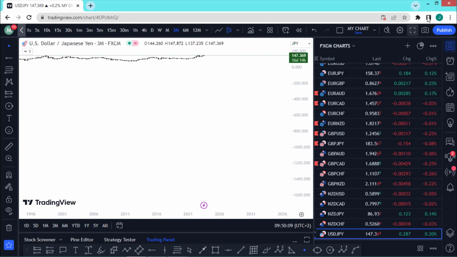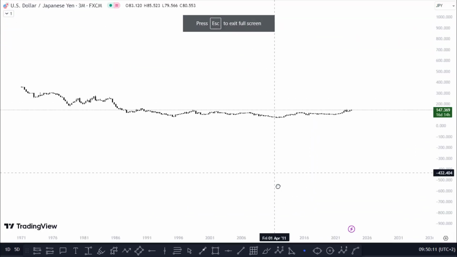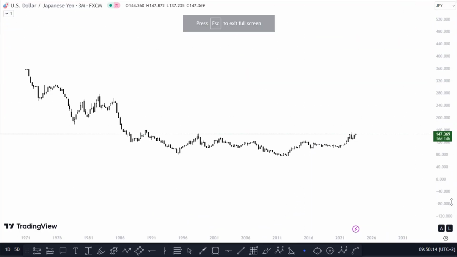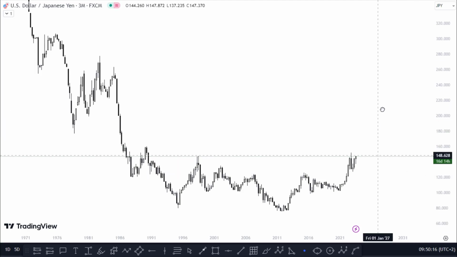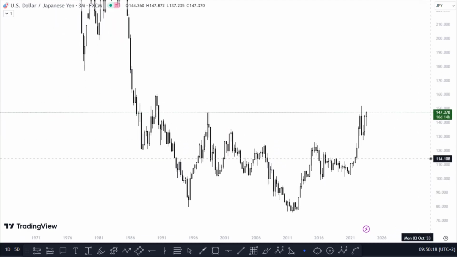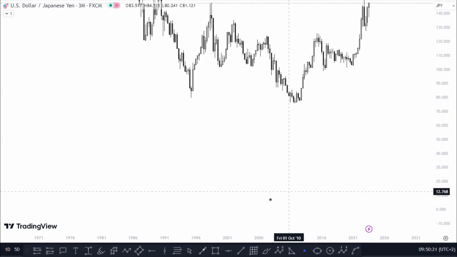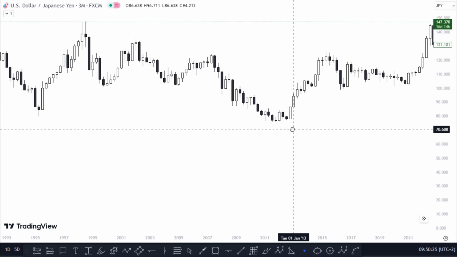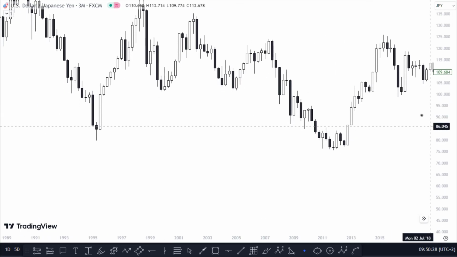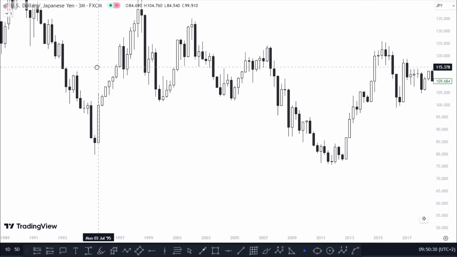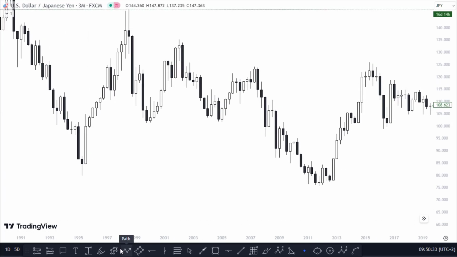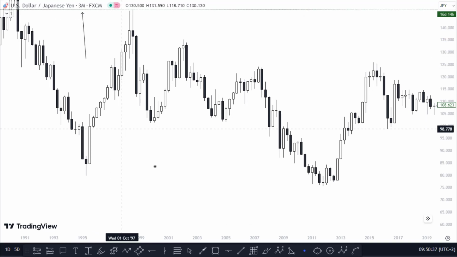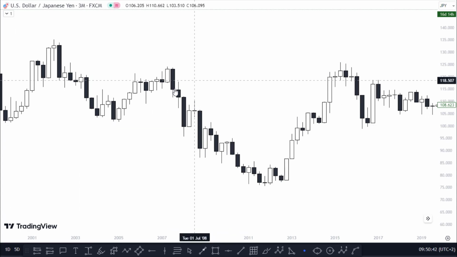Let's use USDJPY and see what is going on. I'm sneezing, guys. So here, let's say for example, this is a free chart. Look at the time frame I'm using, guys. Look at the time frame I'm using, 3 months.